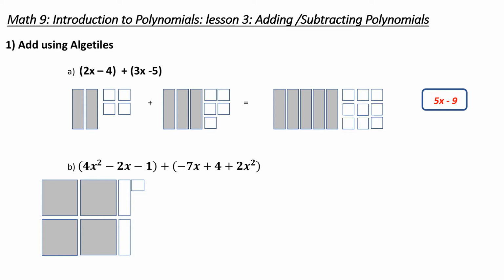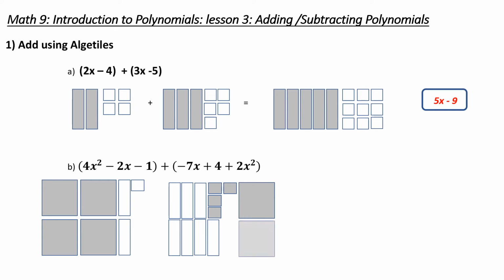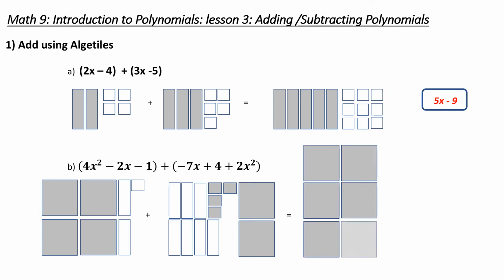-7x. Well, an x is a bar, but this is a negative bar, so I'm going to have 7 non-shaded bars. +4. A 1 is a small shaded box, so I'm going to have 4 small shaded boxes. And 2x squared. They're positive, so they're shaded. I'm going to have 2 large boxes. Now, when I combine these, how many large boxes do I have? Notice they're all the same shading, so that's going to be 2 plus 4, or 6 large boxes.